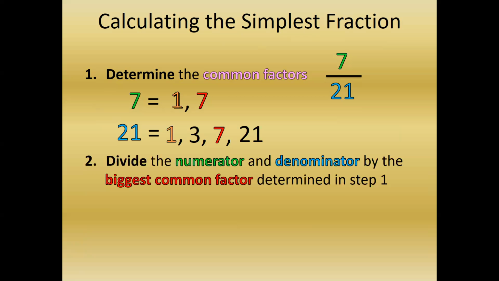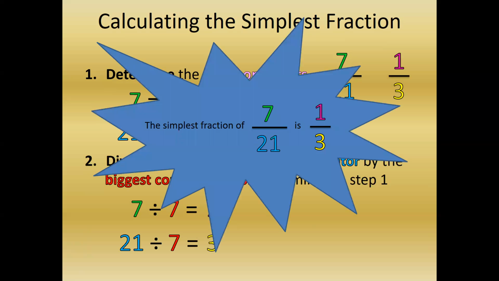Now for step number 2, we have to divide the numerator and denominator by the greatest common factor determined in step 1. We determined that it would be 7. So we do 7 divided by 7, because our numerator is 7, which is equal to 1. And then we do 21 divided by 7, which is equal to 3. That means our simplest fraction would be 1/3. So the simplest fraction of 7/21 is 1/3.